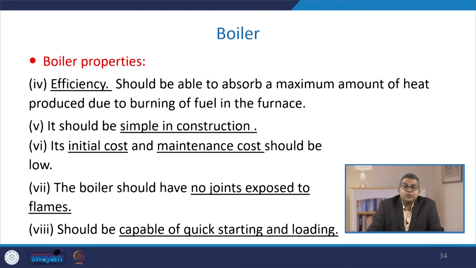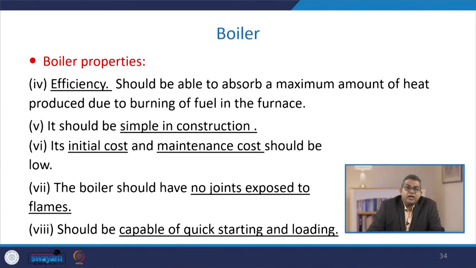Apart from this, efficiency is again a very crucial thing. The boiler should be able to absorb a maximum amount of heat produced by burning fuel in the furnace. Remember, this is crucial, because the per unit cost of steam always depends on this. Another essential thing is that it should be simple in construction, so that maintenance and repair are easy. Its initial cost and maintenance cost should be as low as possible, so that it can produce steam at a lower cost.